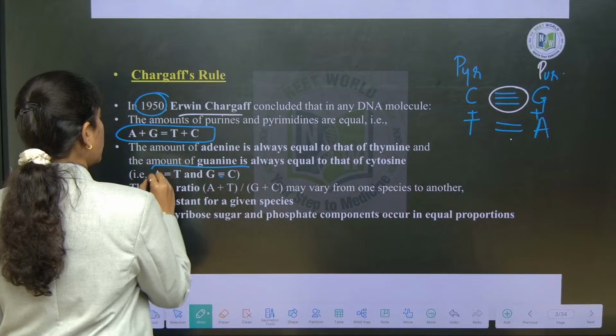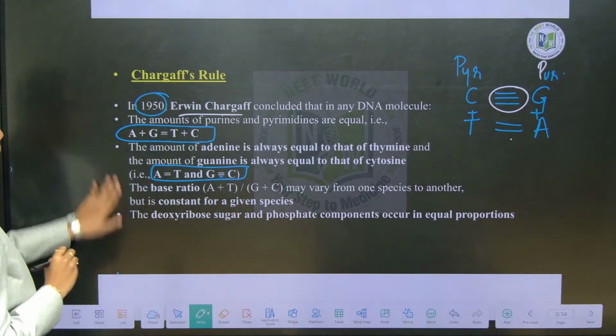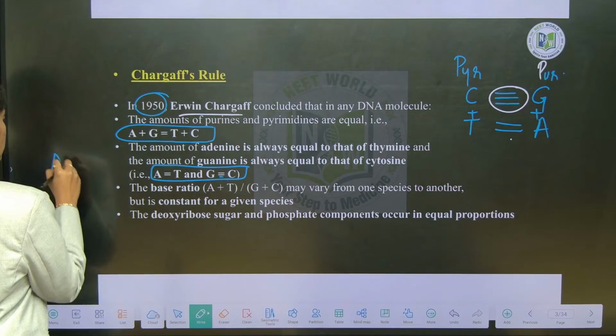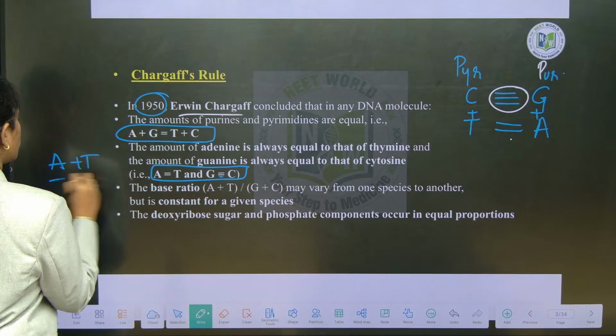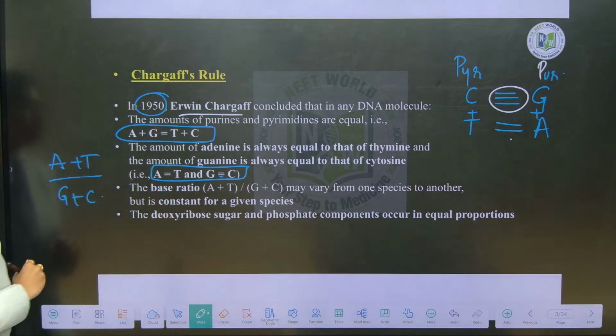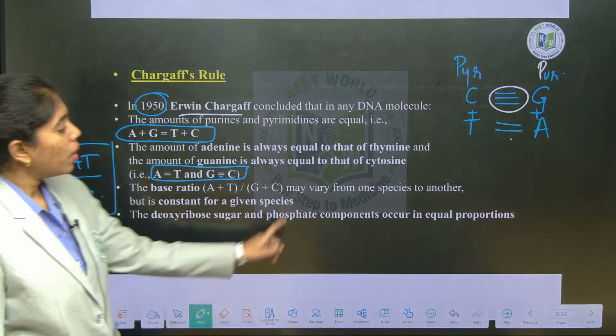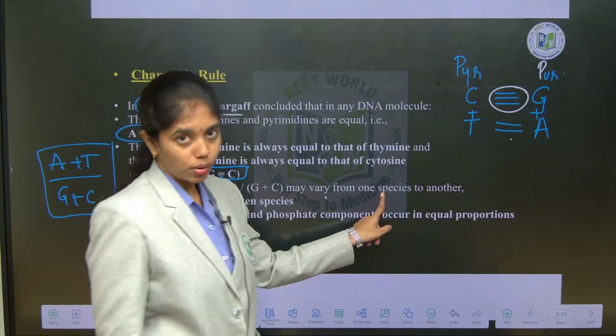And now you see base ratio. Base ratio is nothing but A plus T by G plus C. Fine, right? A plus T by G plus C will give you a base ratio. This base ratio will vary from one species to other species.